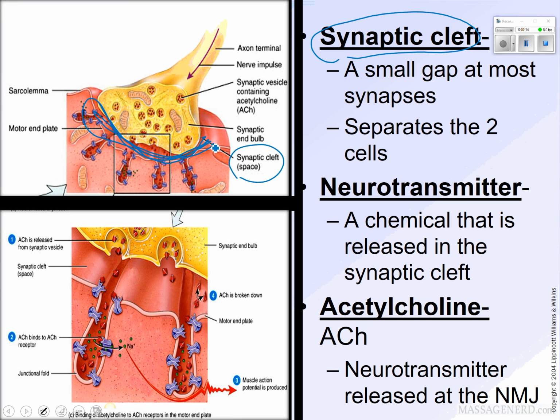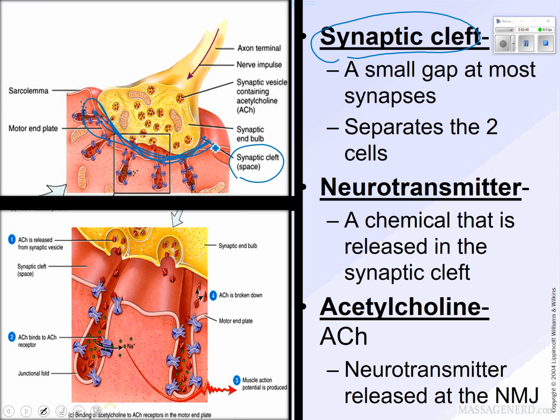And what that space does is it separates the two cells. Next, you have a neurotransmitter. A neurotransmitter is a chemical that is going to be released into that synaptic cleft. It does that because the cells do not physically touch. So the first cell needs to communicate with the second cell by releasing a chemical called a neurotransmitter. That neurotransmitter transmits that information from the neuron to the target cell, which in this case would be the muscle.